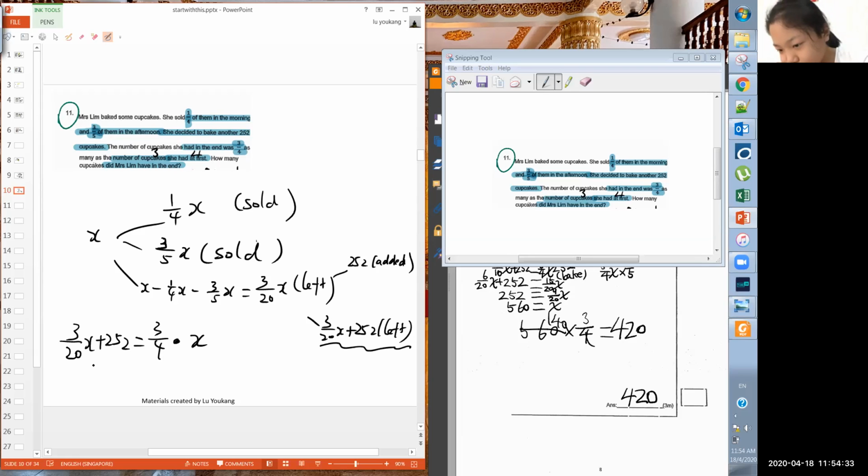Then it's simple. All you need to do is 252 is equal to 3/4 X minus 3 over 20X. So I use my calculator, 3/4 X minus 3 over 20X. So I should have 252 is equal to 3/5 X. So that means I get my X equals 252 divided by answer. So X equals 420.